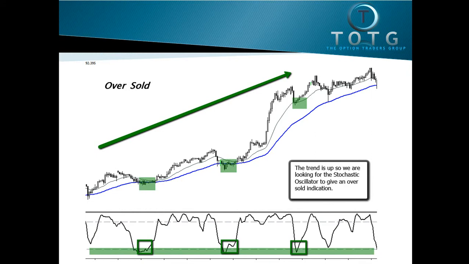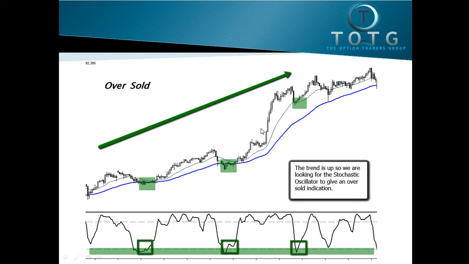Okay, so now on the other side of it, we got the trend going up. So we're looking for the stochastic oscillator to give an oversold indication here. Okay, moving averages, everything, big trend going up. Okay, your intermediate or your flags are now bearish. Okay, you got bearish flags.